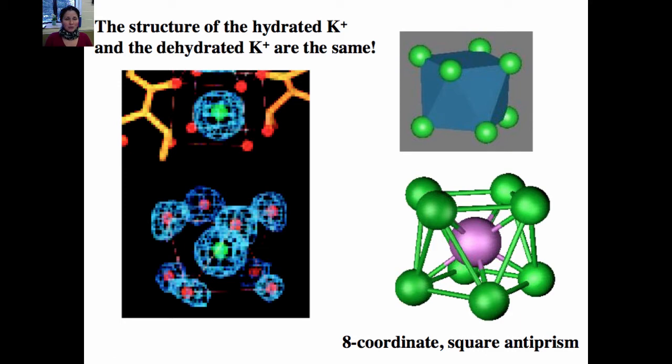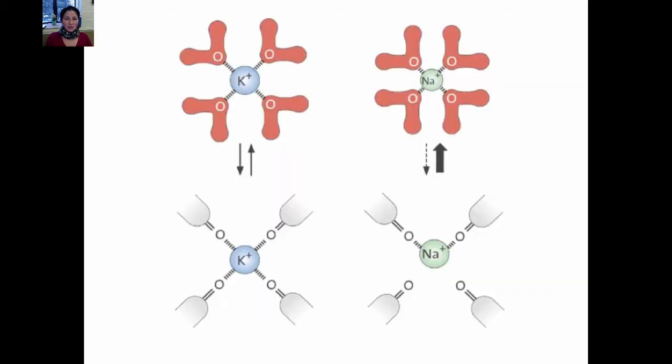And part of the reason why Roderick McKinnon got the Nobel Prize for not only identifying but explaining how this works is that he explained why potassium can get through this channel, but a smaller ion like sodium can't. So here's a cartoon to kind of explain this.